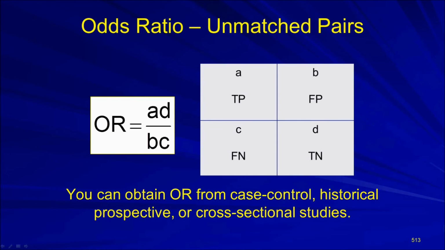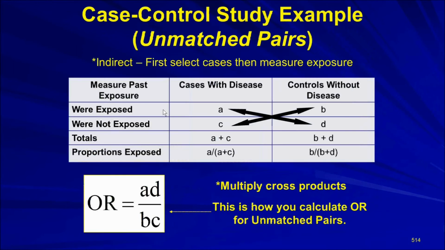So you obtain an odds ratio from a case control, historical perspective, or cross-sectional study. An odds ratio is the multiplication of cross products divided by the multiplication of those cross products. That's an odds ratio, and you know relative risk is not calculated this way. Okay, so let's look at the next slide.